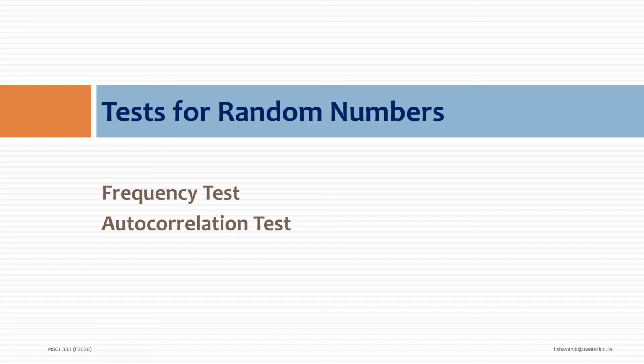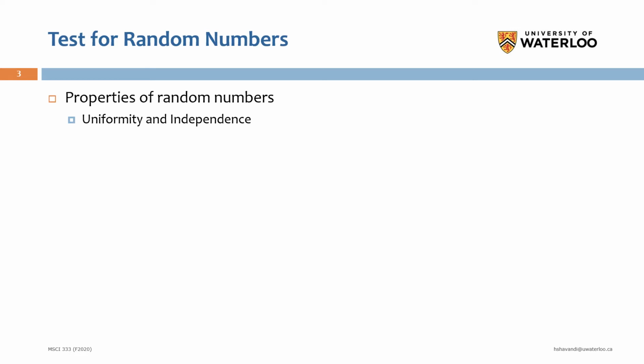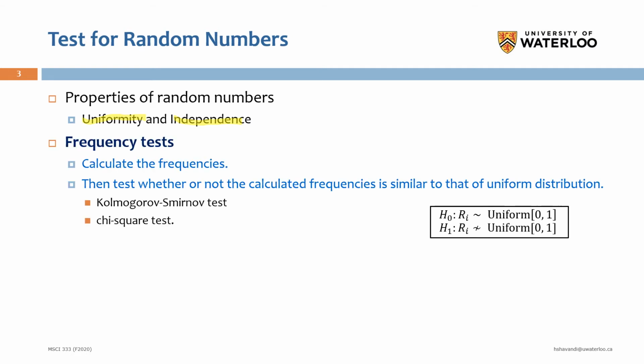In section 2 of chapter 7, we'll have the test methods to test if the random numbers generated are based on uniform distribution and also if they are independent of each other. As you remember, we had these two main properties, uniformity and independence, for any random number generator method. So here we're going to learn the test methods to test these two properties. The first one is the frequency test, the uniformity test actually.